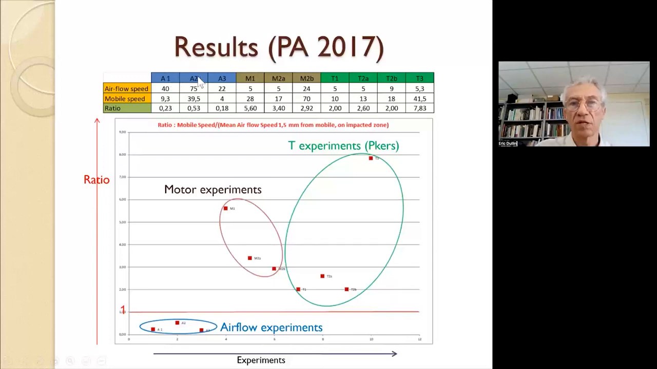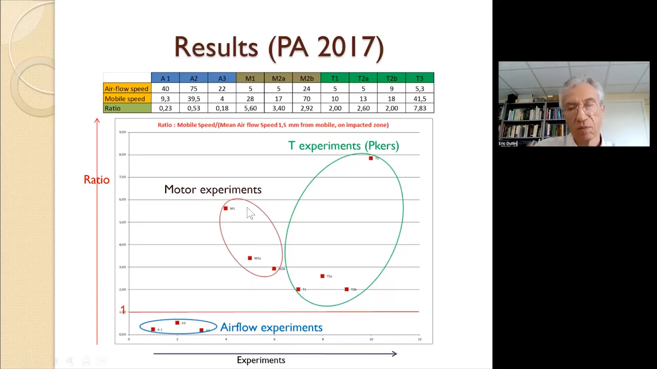So this is the airflow experiment, the motor experiment, and we have 4 for telekinesis. We have the airflow speed and the mobile speed in millimeters per second, and the ratio. So what we look at here is ratio 1, which is here. And what we have below the one is the airflow experiment, which is normal because you need to have a flow which goes quicker than the target, because you lose part of the energy between the flow and the target, so the target can't run quicker than the flow, okay?